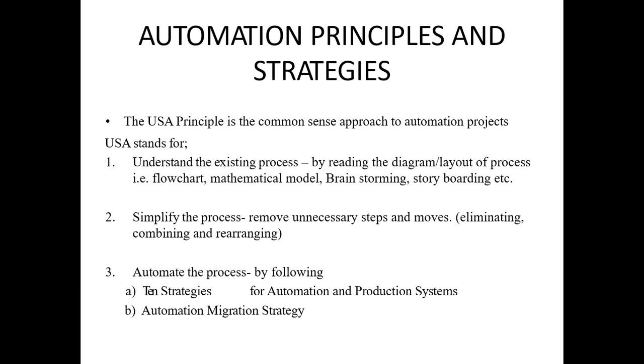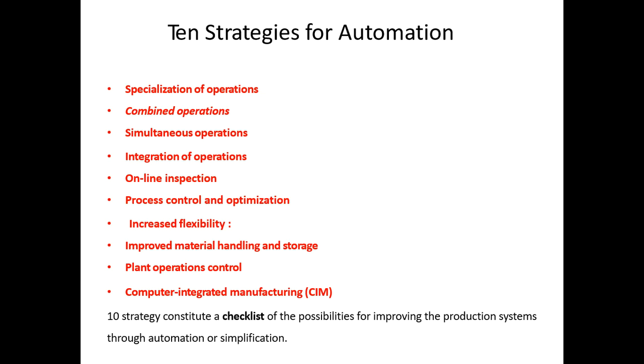And the next one is A, automate the process by following the 10 strategies for automation and production systems, and also automation migration strategies. So we will learn one by one the 10 strategies of automation. The first automation strategy is specialization of operations.